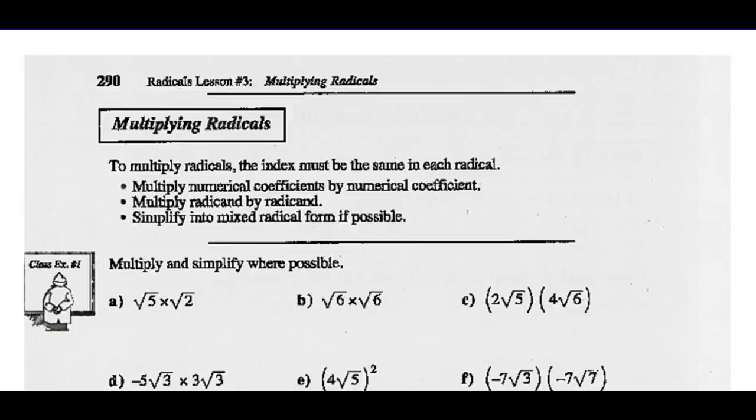Multiplying radicals then. To multiply radicals, the index must have the same number in each radical, so we must have the same index numbers. Multiply the coefficients, multiply the radicands, keep that index number, and at the very end, see if you can simplify the radical if possible.